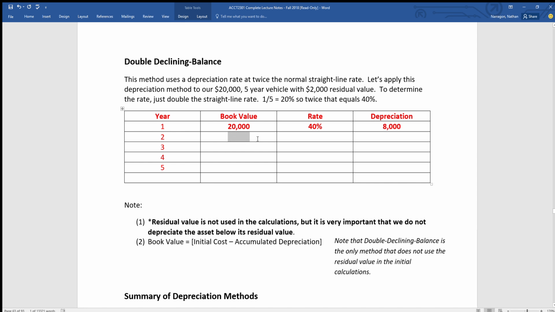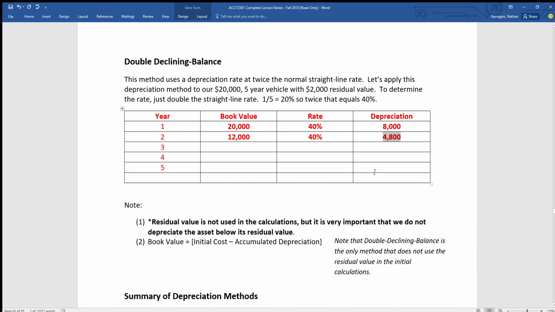So now we look at book value for year 2. Book value again is initial cost, so my $20,000 minus accumulated depreciation. Well, now I depreciated $8,000. So basically it's going to be 20,000 minus 8,000, which is 12,000. Okay? Again, times it by our rate, and we come out to 4,800.